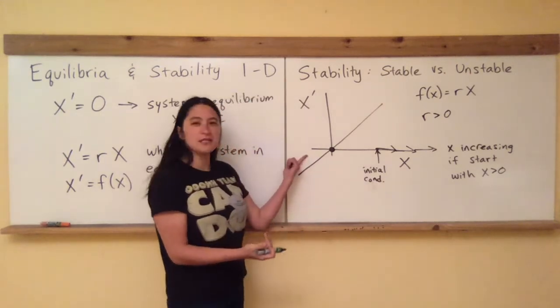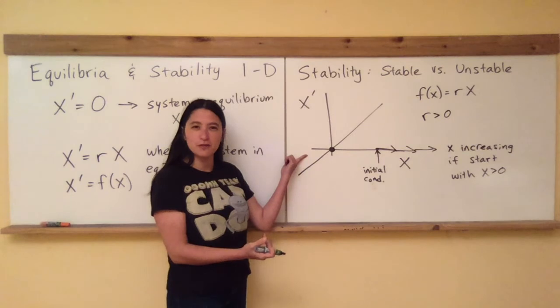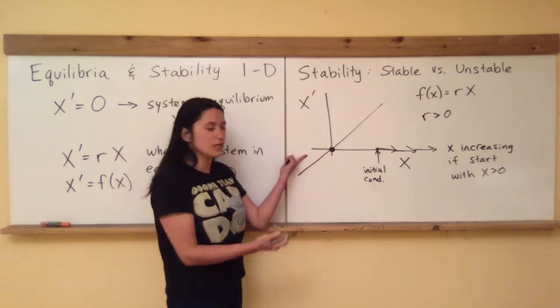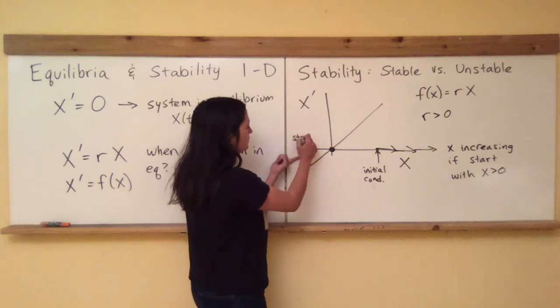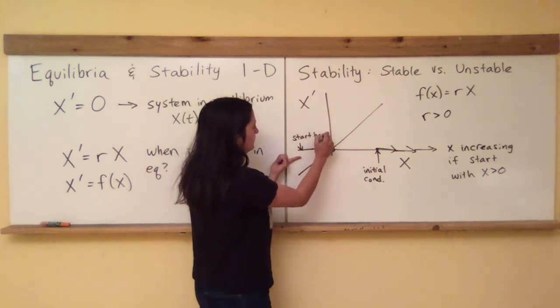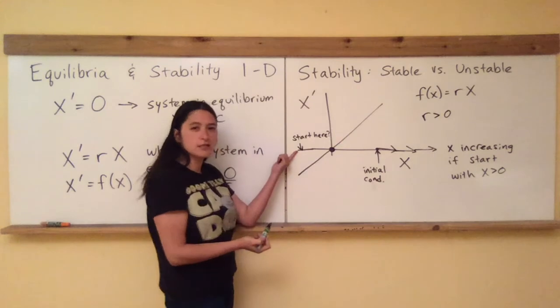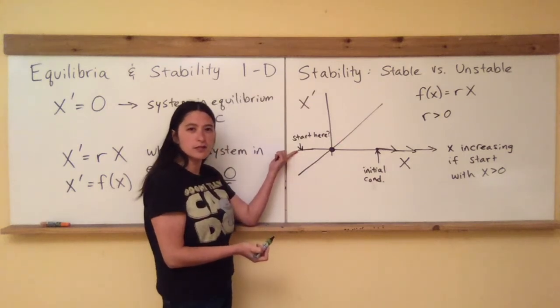What if I start over here? What if I start in negative territory with a negative x? If I start over here, is my rate of change going to be positive or negative?